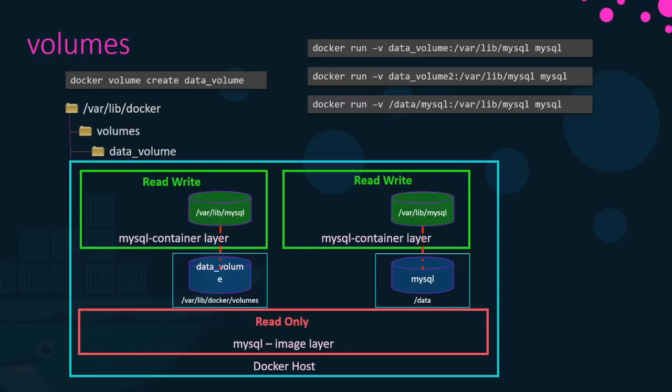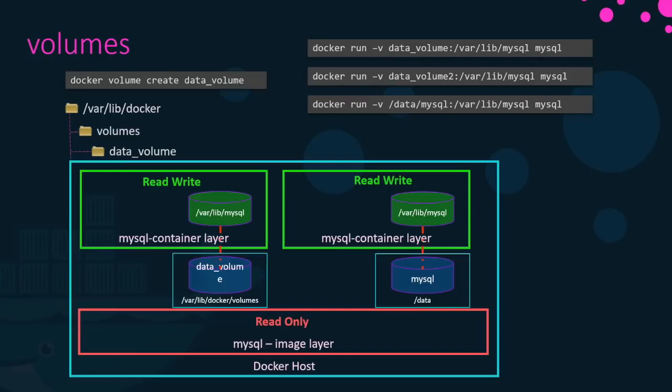So there are two types of mounts, a volume mount and a bind mount. Volume mount mounts a volume from the volumes directory, and bind mount mounts a directory from any location on the Docker host. One final point to note before I let you go.